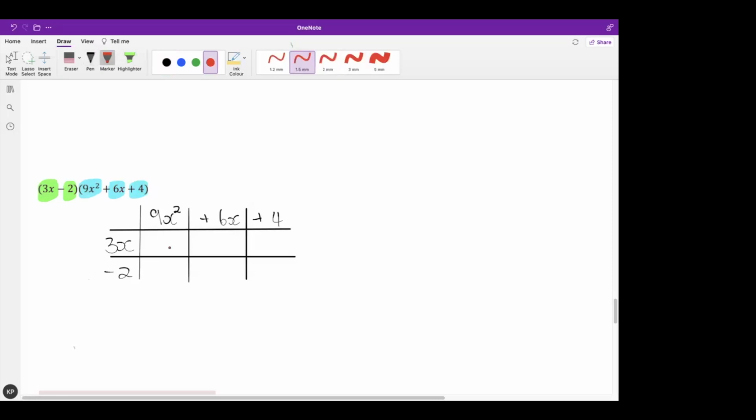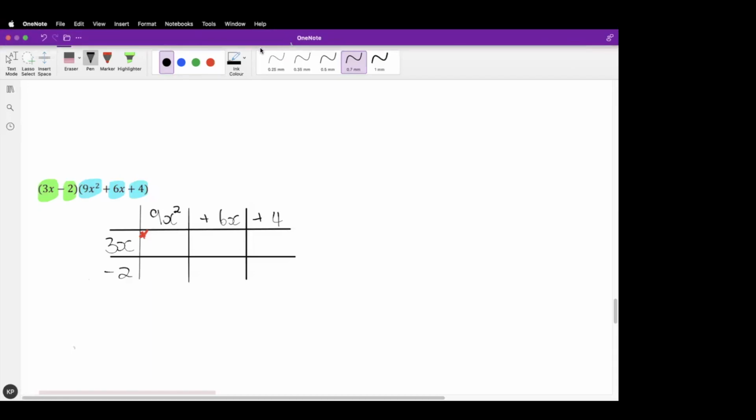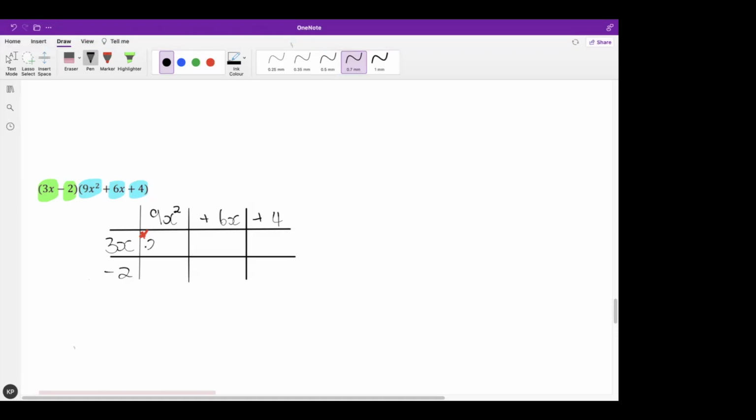Okay, so for this first block over here, the 9x squared intersects with the 3x. So we multiply 9x squared and 3x. What is 9 times 3? That is 27, and x squared times x, so it's 27x cubed. Okay, that was my first answer. And you can either go across or down, it won't affect your answer. Just make sure you fill in all these blocks.